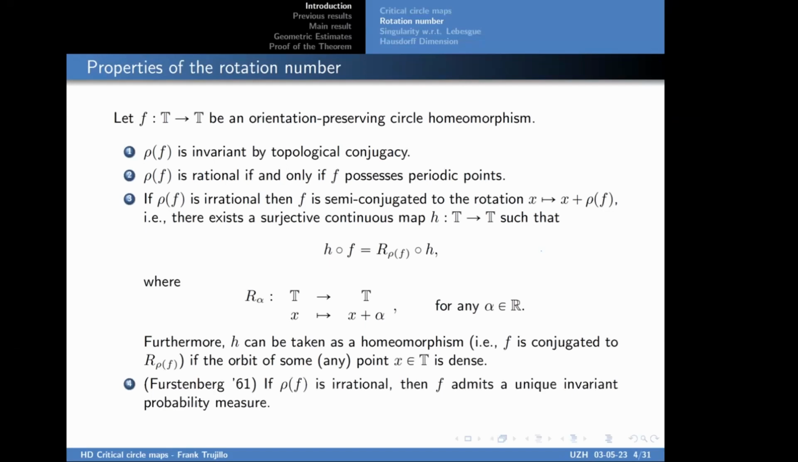So these are some of the basic properties. And from now on, I will only consider circle maps without periodic points. So if it's not written somewhere, my rotation number is always irrational, I don't have periodic points, so I have a unique invariant measure. And today I will be discussing properties of this unique invariant measure. Okay?